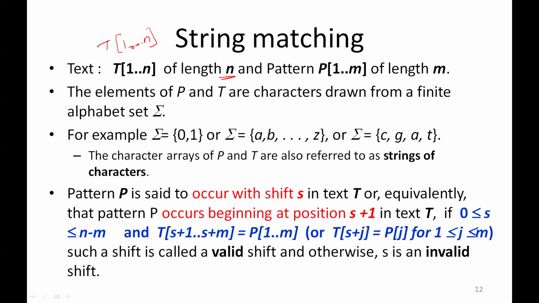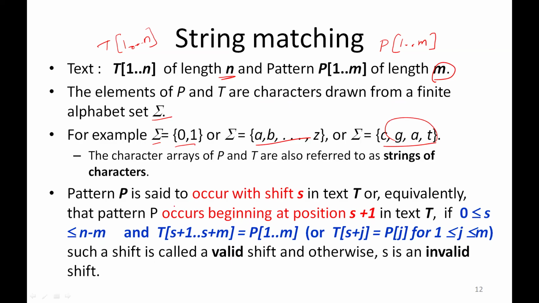Now, similarly, you have a pattern of length m. So the number of indices in that will be from 1 till m. So you can also have from 0 to m minus 1. So now suppose that the elements P and T are characters. This is the basic definition we have seen in the first slide, from a finite alphabet set sigma. So we say sigma is either 0, 1, or it starts from A to Z, or it is only these 4 characters and so on.